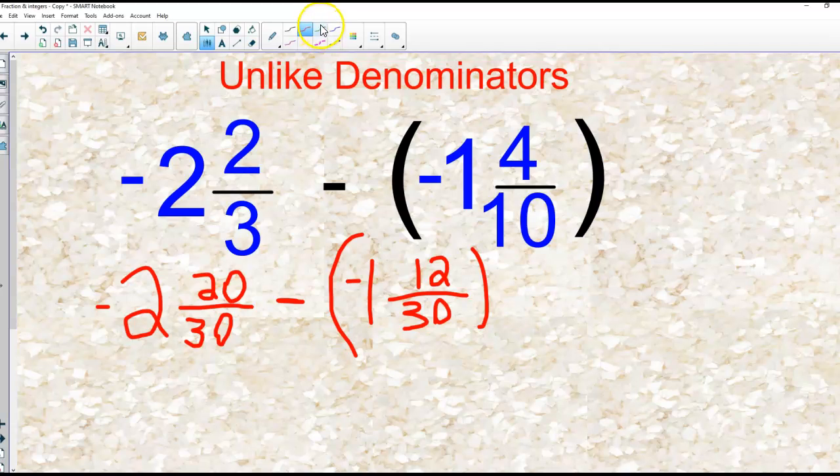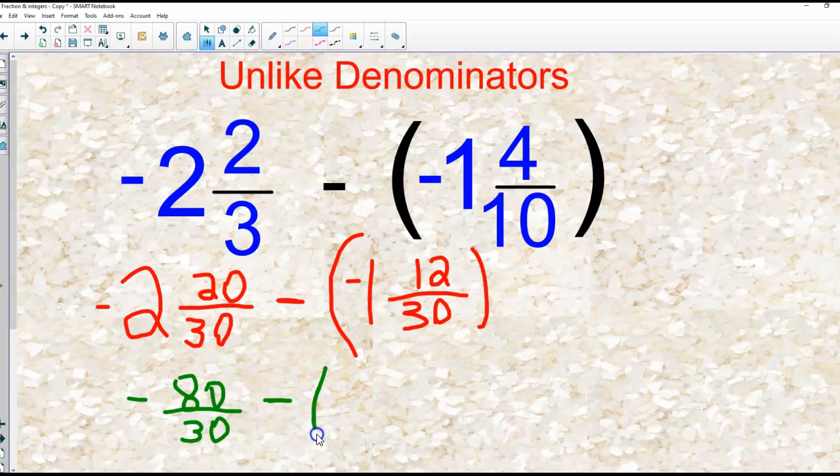Okay, so your first step is the common denominator. Second step is let's make them improper. Okay, so let's start over here on the left. 30 times 2 is 60, and 60 plus 20 is 80. So this is a pretty big number, but that's 80 over 30. And again, bring your sign with you. Little details here. Bring this with me. All right, so I'm subtracting.